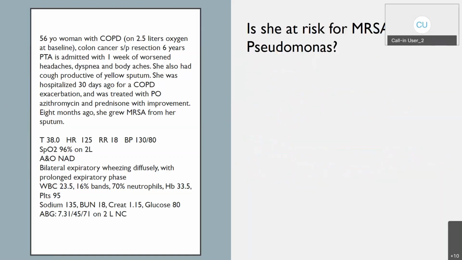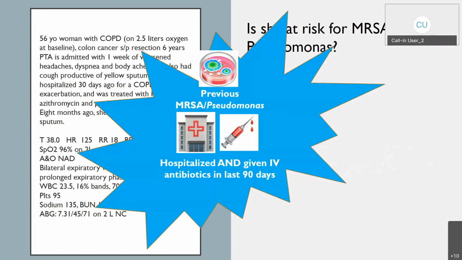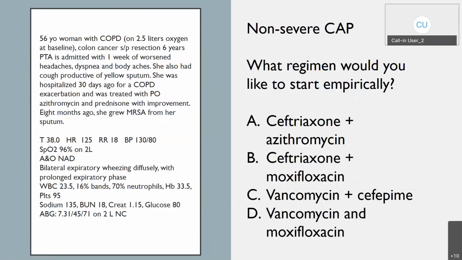Is she at risk for MRSA or Pseudomonas? Remember the risk factors are previous MRSA or Pseudomonas culture. She had one 8 months ago, or hospitalized and given IV antibiotics in the last 90 days. So even though she was hospitalized 30 days ago, she only got oral antibiotics, so she would not meet that criteria, but she has had a positive culture. So we have someone with non-severe community-acquired pneumonia, we've determined that, and she's at risk for MRSA. So what regimen would you like to start empirically on her?